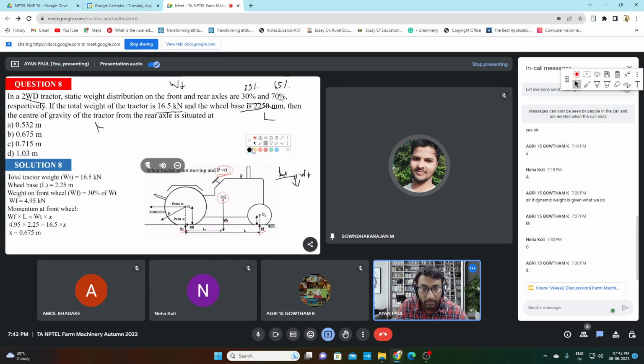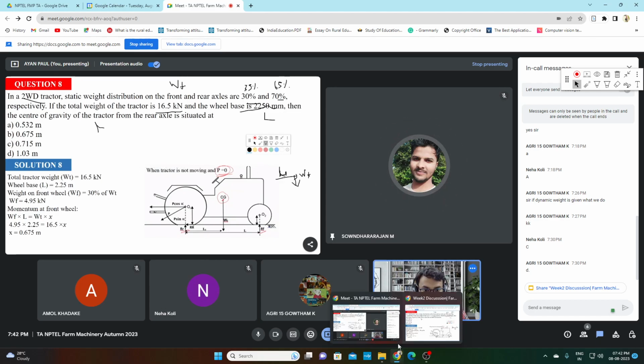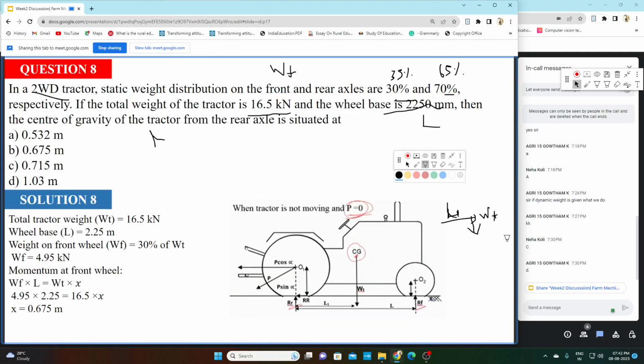Okay, so let me move to this question. I was telling you, L1 into WT, right? So what is this moment? Moment is r cross F, so L cross WT. So this moment will be going inside the page.